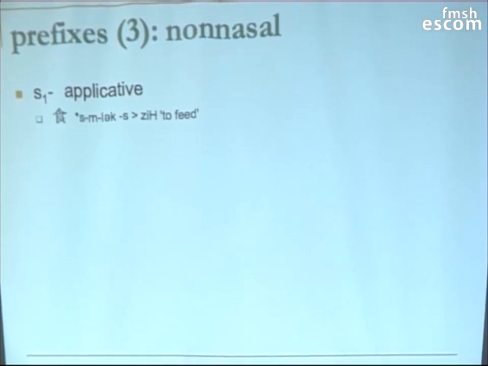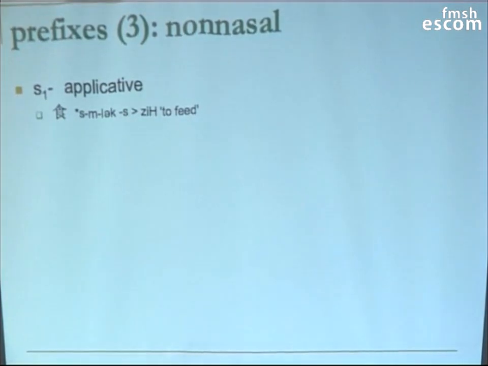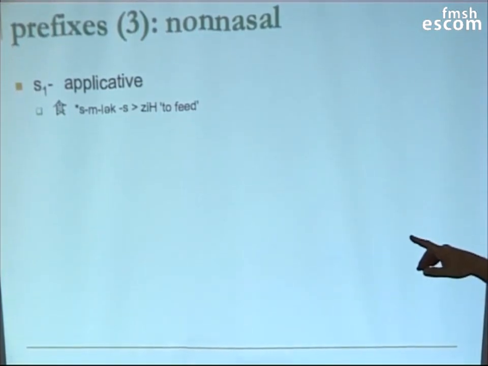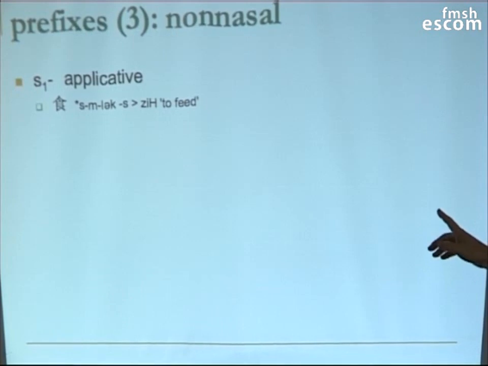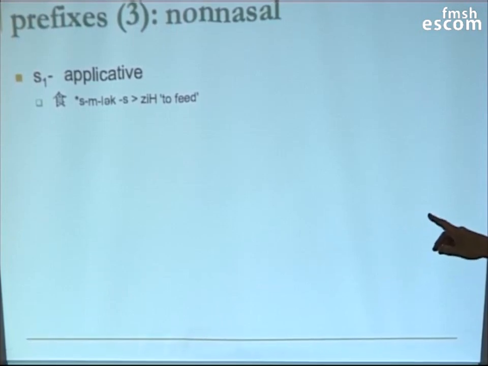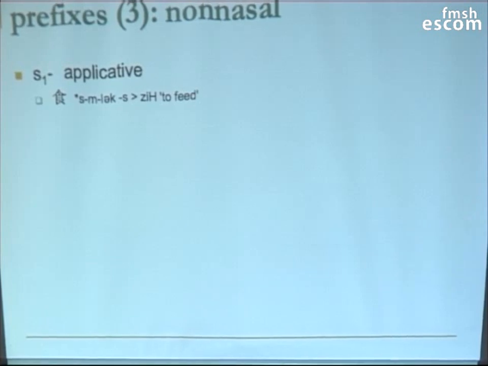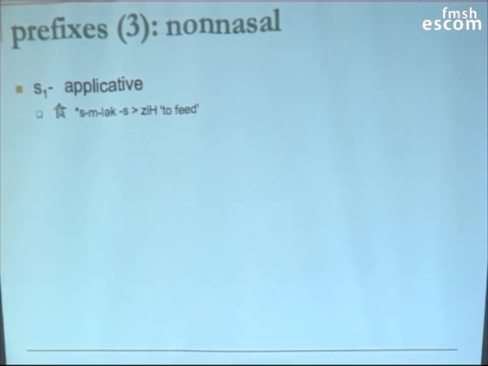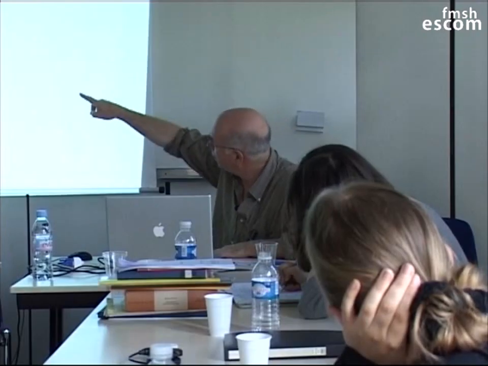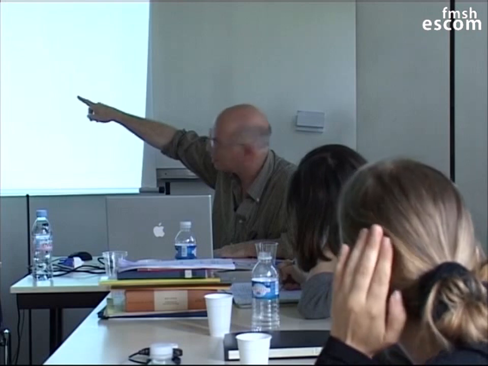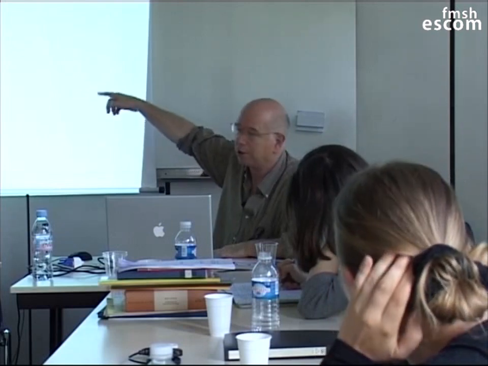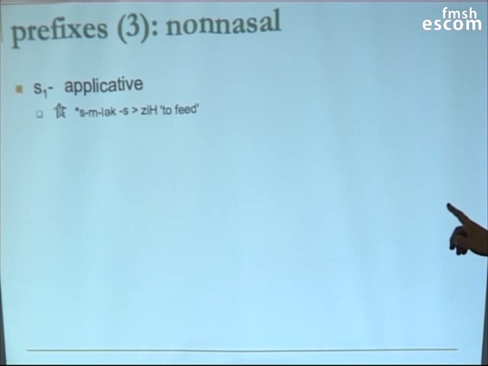Here's an example. I mentioned a moment ago that there was a verb, mluk, meaning to eat, without an S. Now the form with S means to feed. In what way is that an applicative? Well, the verb without S, the object of to eat, is the thing that you eat. But the object of this one, with S, is not the thing that you eat. The object is the person to whom you are giving it.